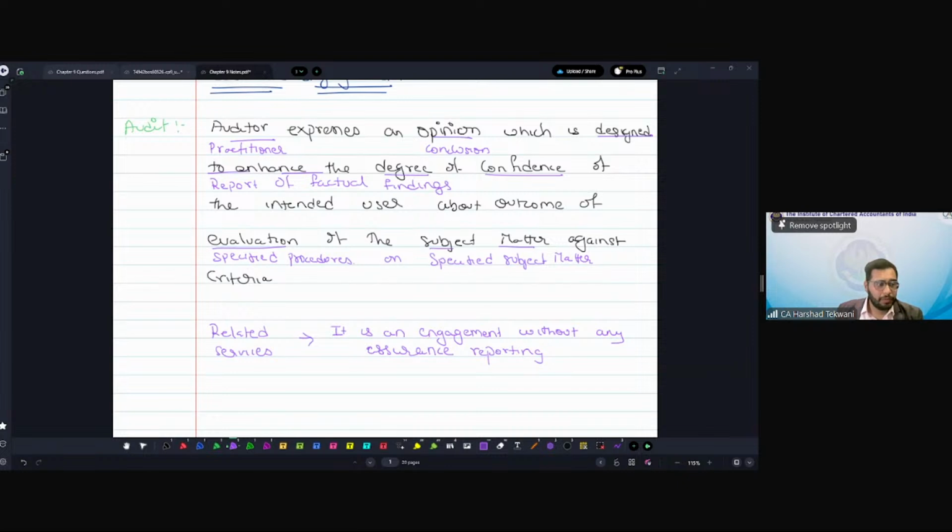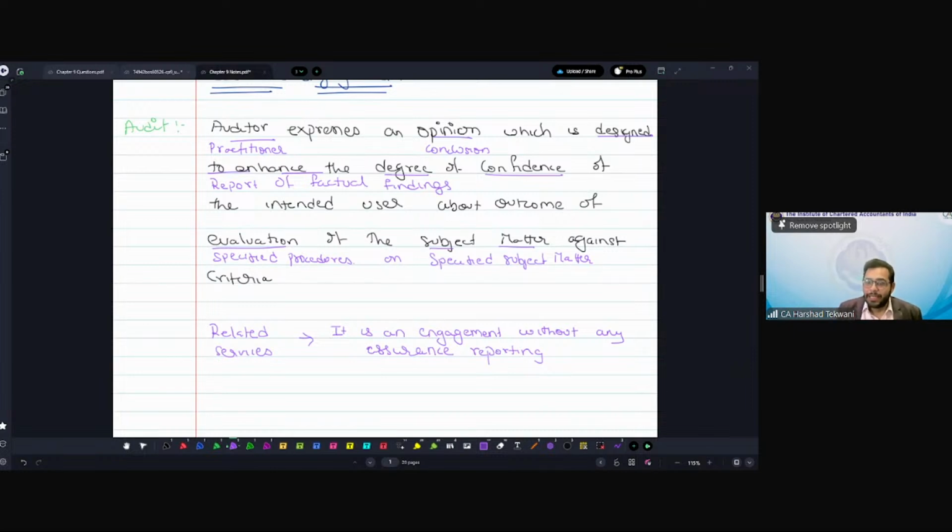Any doubt, guys? Very important to understand. Yes. Sir, as you have told, the auditor will not express the opinion and he will provide a conclusion. So, can we include that when an auditor provides any certificate asked by the client, that also can be part of this engagement related services? No, okay, I'll tell you.